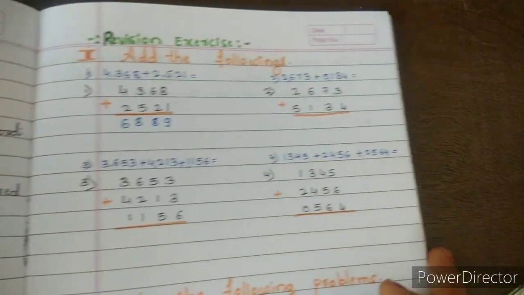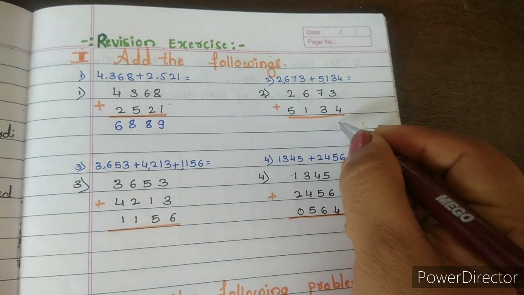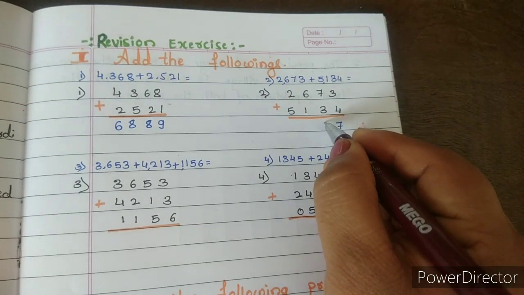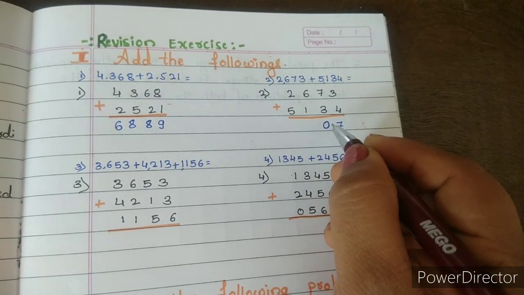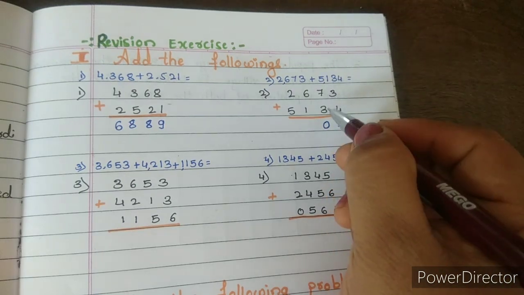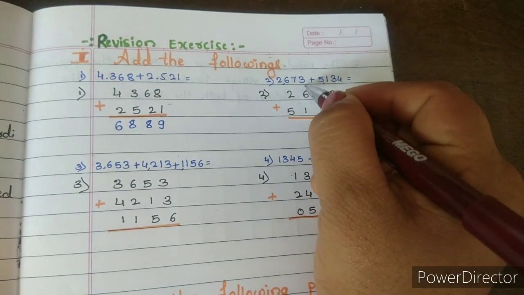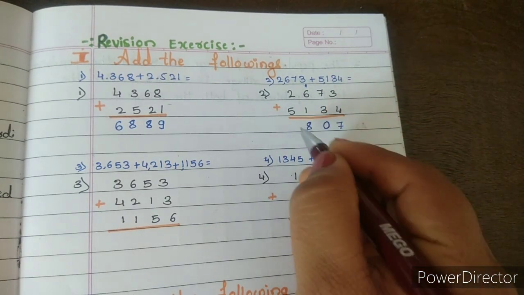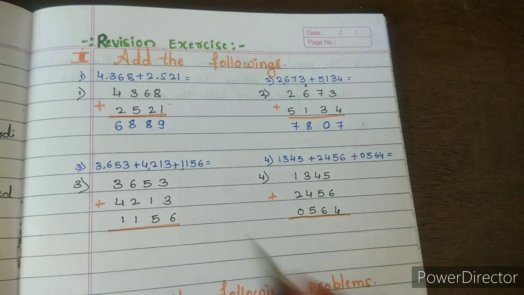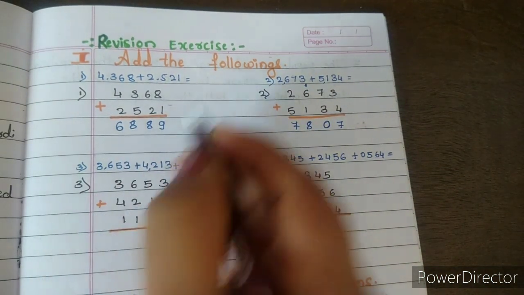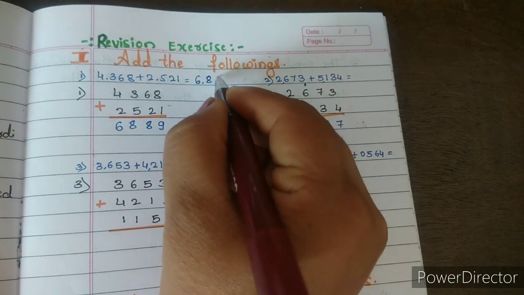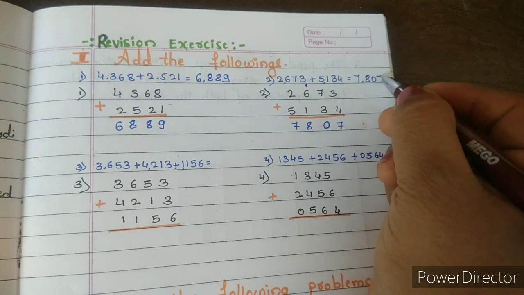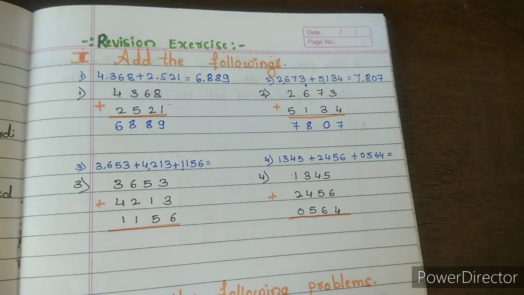Next one. 3 plus 4, 7. 7 plus 3 is 10. Wherever carry is necessary, carry the digit to the higher place. 7 plus 3 is 10. Then you should put carry. 6 plus 1 is 7. 7 plus 1 is 8. 2 plus 5 is 7. Okay. First one, 6889. Second one is 7807. Is it clear, dear children?